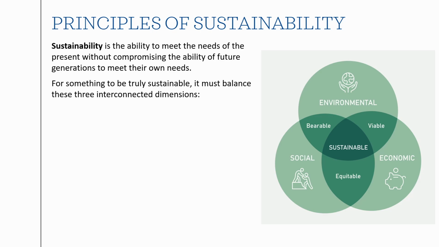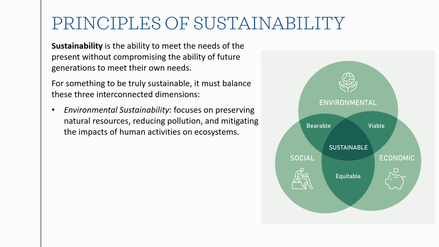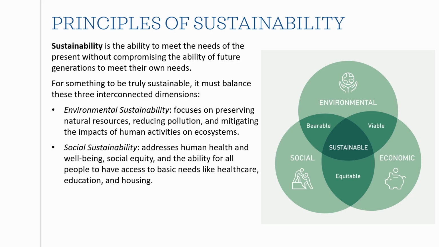But for something to be truly sustainable, there are three components, or three dimensions, according to this graphic. First of all, we need to have environmental sustainability, which I think makes sense because that's the focus of this course, right? We want to preserve our natural resources, reduce pollution, keep our ecosystems sustainable so they continue to function for us. But we also need, just as much as environmental sustainability, social sustainability, meaning individuals should be able to live with their basic needs.